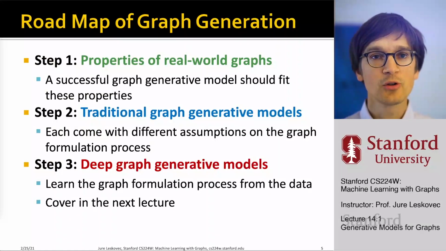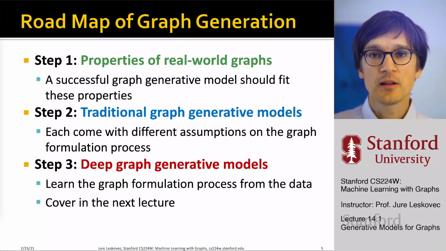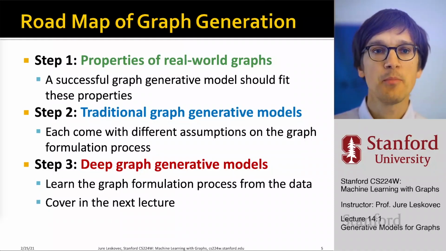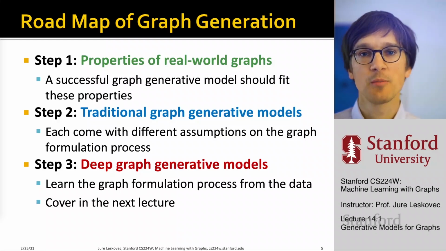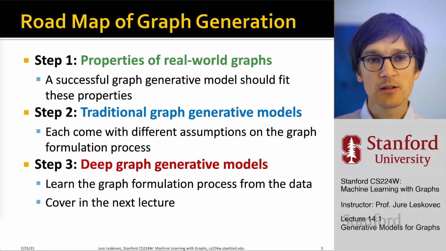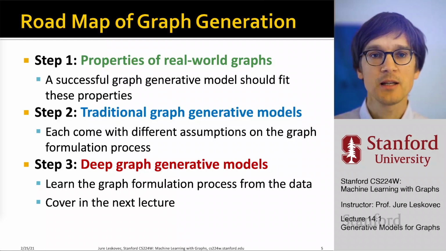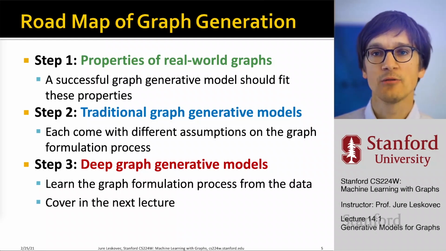First, I'm actually going to talk to you about properties of real-world graphs. Because when I generate a graph, I want to fit some properties, I want to match some properties of the real network. And the question is, what properties are interesting and what properties should we try to match? And then I'm going to talk about the second part of the lecture about traditional graph generative models, where basically each comes with a different set of assumptions. These models are relatively simple, but they come up with a lot of insight and they really allow us to understand the network formation.